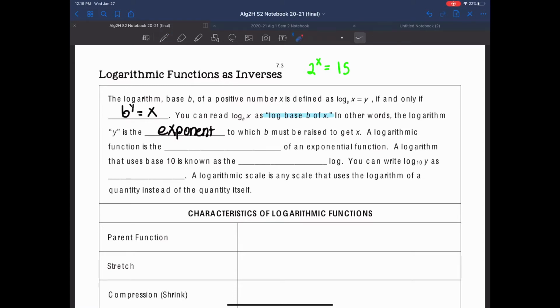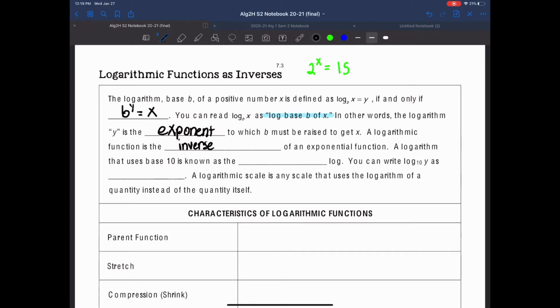So again, always refer back to this example. If I have a base raised to an exponent, and that is equal to 15, then I can just simply rearrange some stuff, put it into logarithm form, and I can evaluate what the appropriate exponent is to raise 2 to in order to get the answer of 15. So a logarithm function is the inverse of an exponential function. Okay, so when we're talking about inverse functions, logarithms essentially undo exponential functions. They're inverses of each other.